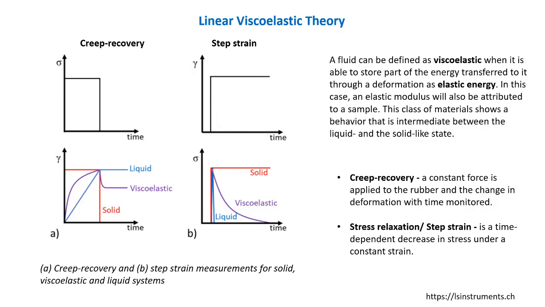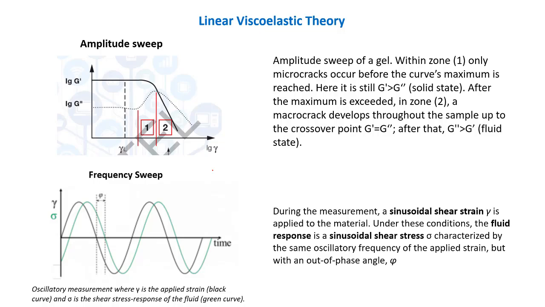And for a viscoelastic material, initially the stress will be higher, then after some time the stress will decrease, and then the material will start flowing, so the stress will be minimal or zero at a certain point. So that is how we check using the creep recovery and step strain. We can check the viscoelastic property. Then we have amplitude sweep.